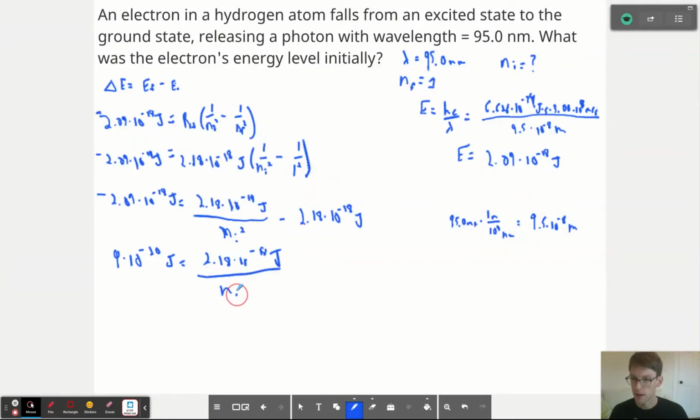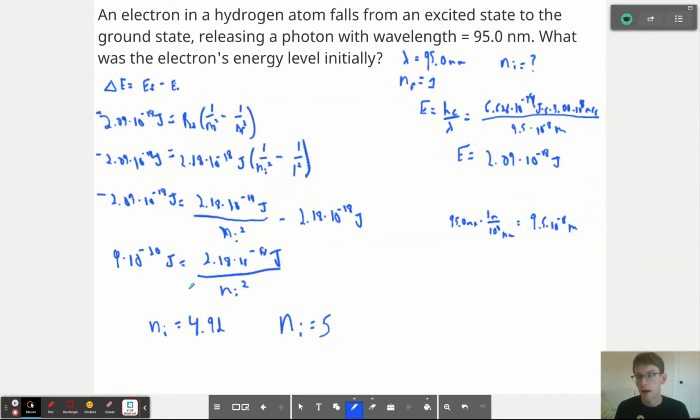over ni squared. If I multiply both sides by ni squared and I divide both sides by 9 times 10 to the negative 20th joules, and then I have to take the square root of both sides, what I will ultimately get is that ni is equal to 4.92, which is, at first consideration, a problem because there is no n equals 4.92 state. But in truth, there's some rounding that I did here, and really it's 5. So ni is equal to 5.